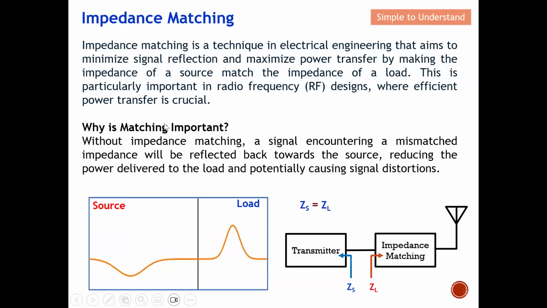Why is matching important? Without impedance matching, a signal that encounters a mismatched impedance will be reflected back towards the source, reducing the power delivered to the load and potentially causing signal distortion, which can be explained by this diagram I highlighted earlier. When we have a match, less will be reflected back to the source, and because of this we have maximum power transfer. Hopefully with this, you have a better idea what impedance matching is.